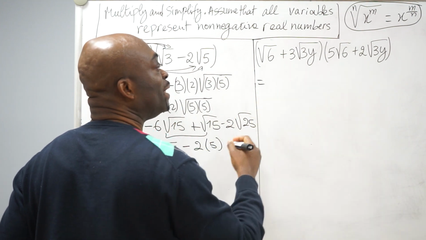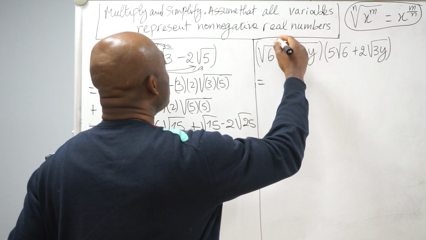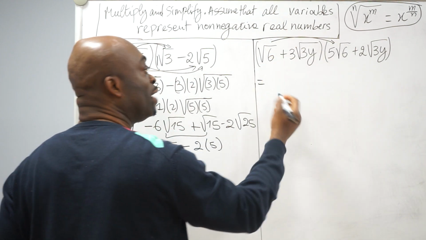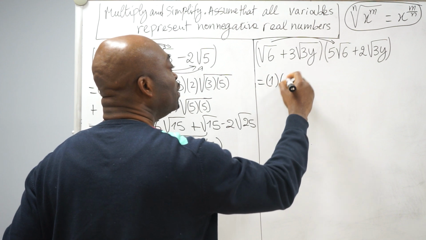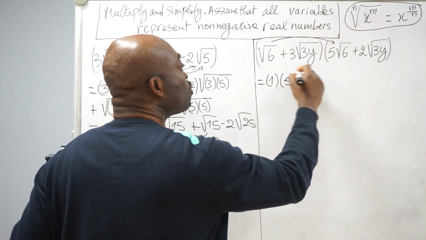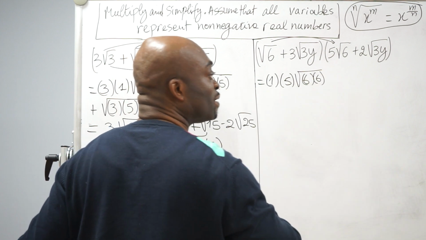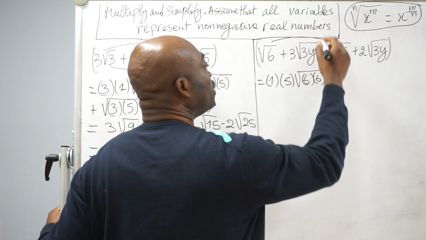So let's take the second question here. Same thing is happening here. We have the first one here. The outside is 1, so it's 1 times 5, square root of what? 6 by 6, correct? 6 by 6. And then what's happening?